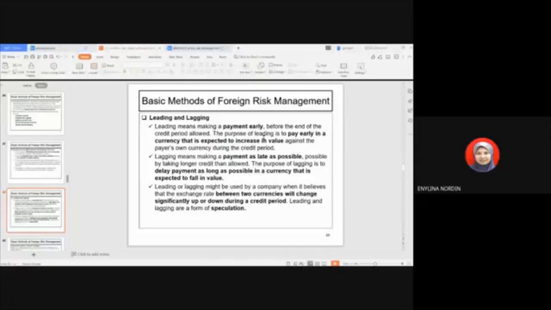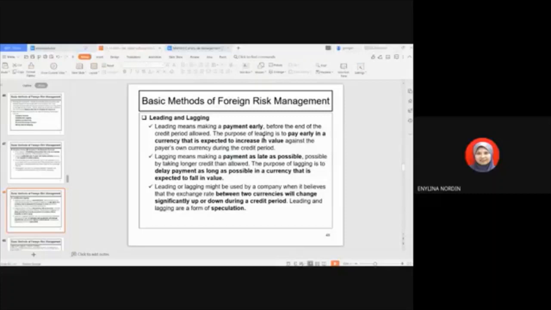So again, same example, let's say you predict that in 1 month's time the Singapore dollar is going to weaken against ringgit Malaysia, that is, depreciate against ringgit Malaysia. So the Singapore dollar is predicted to depreciate. That means ringgit Malaysia is going to appreciate. So what does it mean? That means the Singapore dollar now becomes cheaper, and less ringgit Malaysia is required to convert into Singapore dollars.